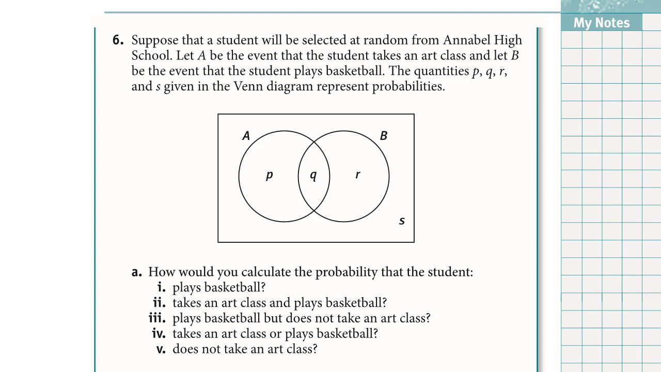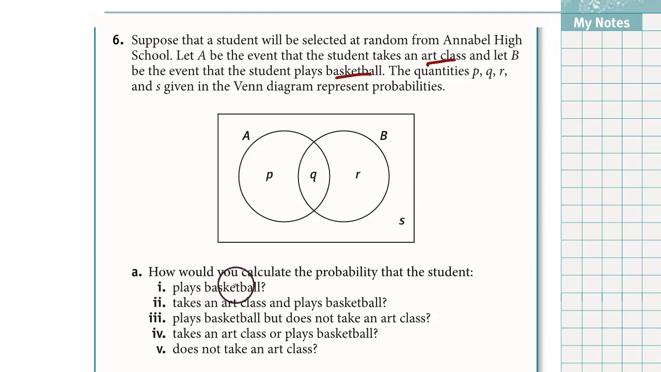Let's take a look at yet another Venn diagram situation. Suppose a student will be selected at random from Annabelle High School. Let A be the event where the student takes art class and B be the event where the student plays basketball. Instead of actual numbers in the diagram, we have variables, but variables operate exactly the same way as numbers. You can add them, subtract them, whatever you need to do.